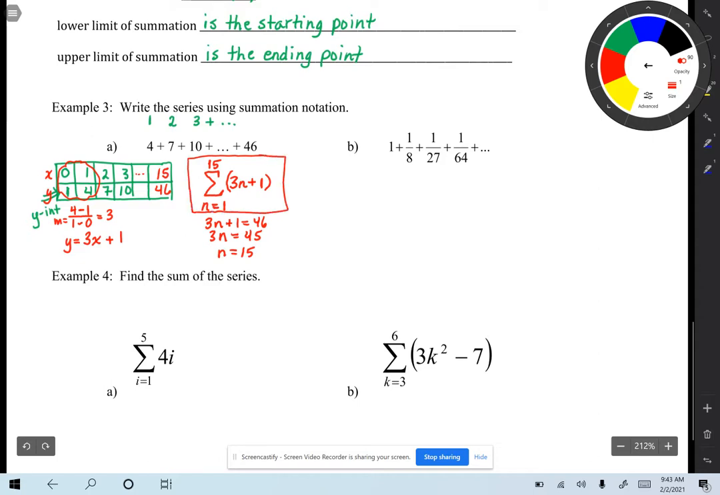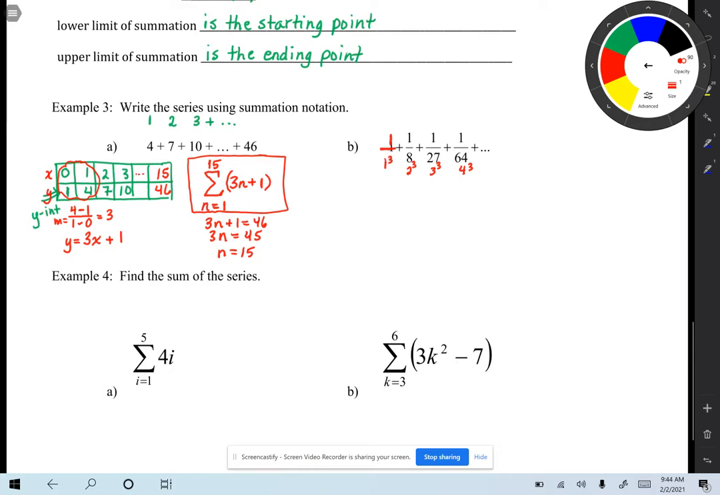Probably thinking that's a lot of work for that. It's not too bad, it really isn't. The next one, if you look at the denominators, those are perfect cubes. To get 8, you would do 2 to the third power. To get 27, 3 to the third. This was 4 to the third. And this first one is 1 to the third, so 1 over 1 to the third.